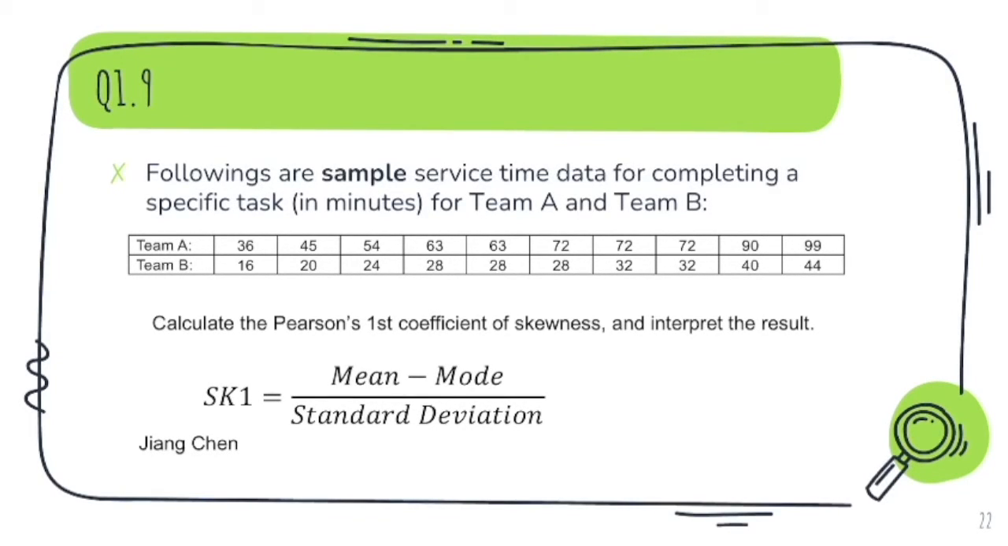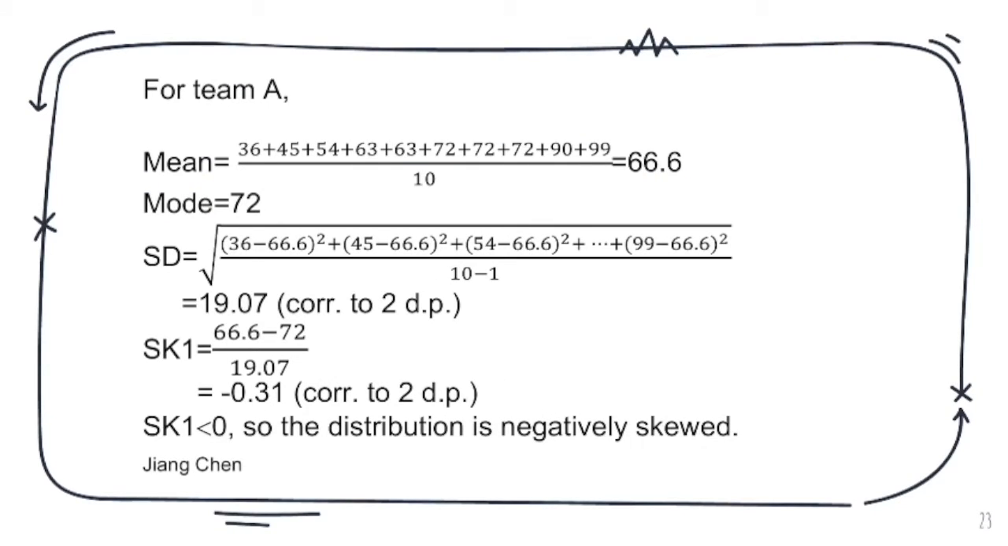This is question 1.9. In this question, we need to calculate SK1 for Team A and Team B. First, we know that the formula for SK1 is mean minus mode divided by standard deviation. For Team A, the mean is 36 plus 45 plus up to 99, divided by 10, which is equal to 66.6, and the mode for Team A is 72.